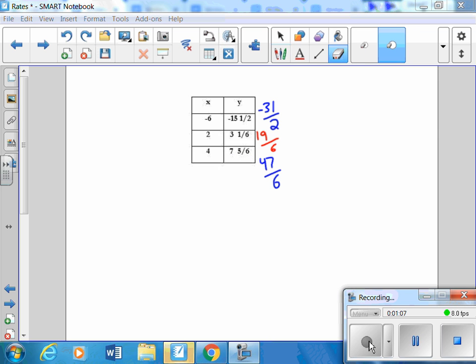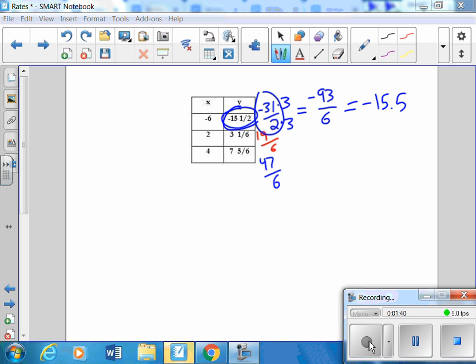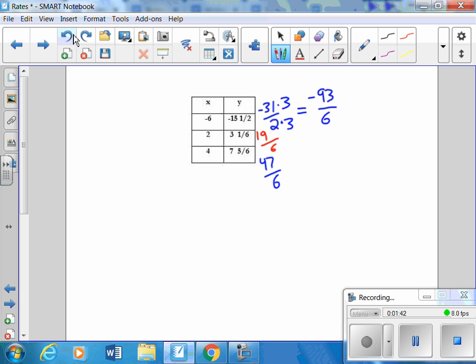Okay, the next thing I would do is make sure we have common denominators. So we have 2 and we have 6. I can multiply the 2 by 3 to get 6 as my denominator, but then I have to do the same to the top. So what this is going to become is negative 93 over 6. That's the same thing as negative 31 over 2, and that's the same thing as negative 15 and a half. In fact, if you take negative 93 and divide by 6, you should get negative 15.5, which is negative 15 and a half.